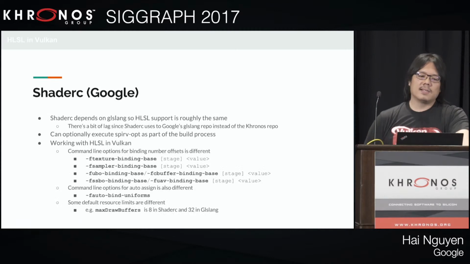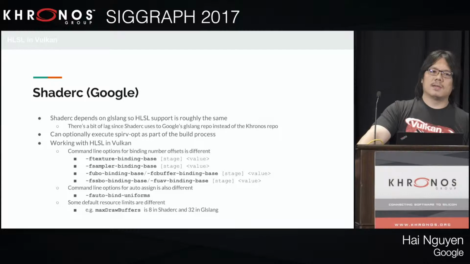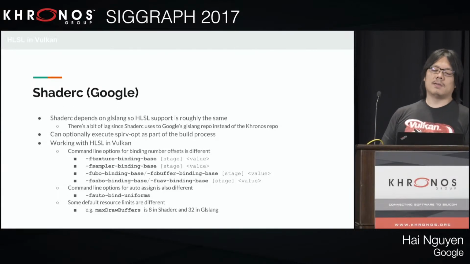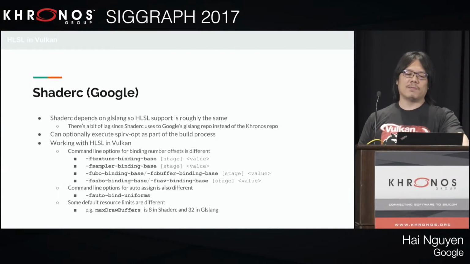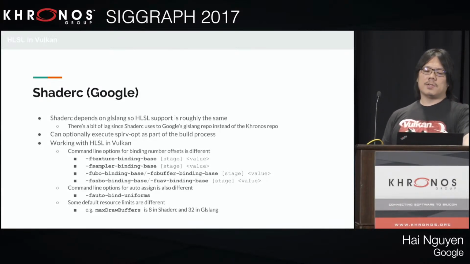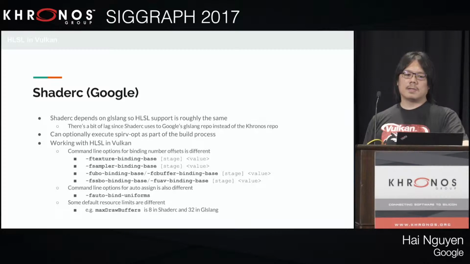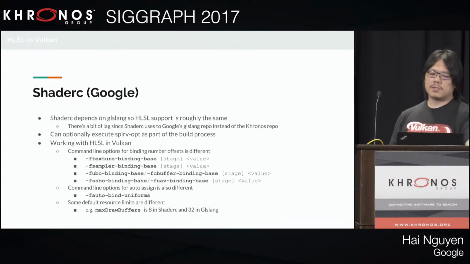And next up we have Shaderc. Shaderc is a Google project, and the lead on the project is David Neto. Shaderc depends on glslang, so the HLSL support is roughly the same. There is a slight bit of lag because Shaderc uses its own glslang repo as opposed to the one at Khronos. And Shaderc can also optionally execute spirv-opt as part of the build process. When you're working with the flags in Shaderc to change the binding offsets, they're slightly different, but they pretty much do the same thing.